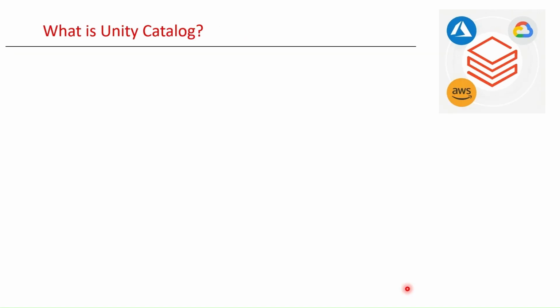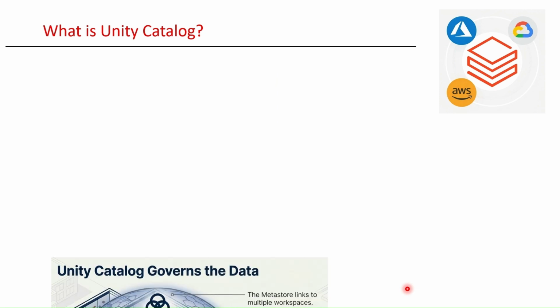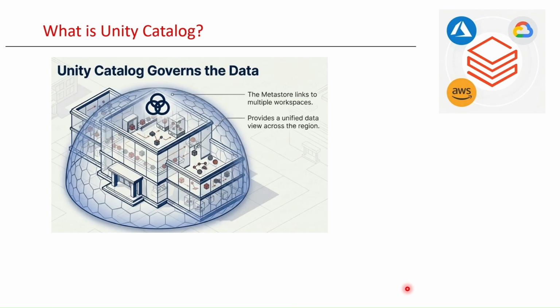Now moving on, what is Unity Catalog then? As I said, I'll create a separate video diving deep into Unity Catalog. But for the purpose of this video, I just want to give you a heads up as to what Unity Catalog is. Unity Catalog, in a nutshell, allows you to govern your data. You can do things like track your data, that's called data lineage. You can manage your data quality, and so on and so forth. So that's what Unity Catalog essentially does.